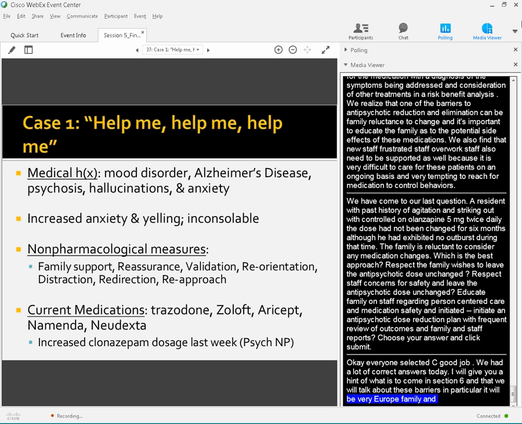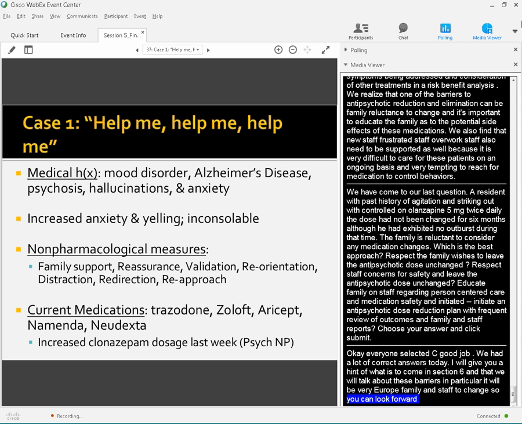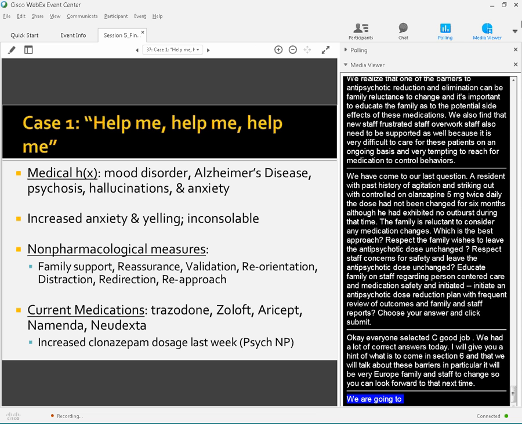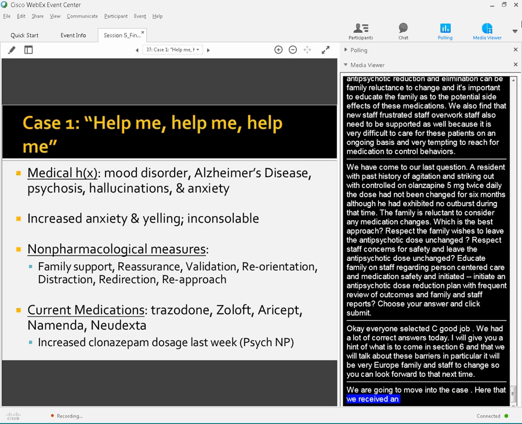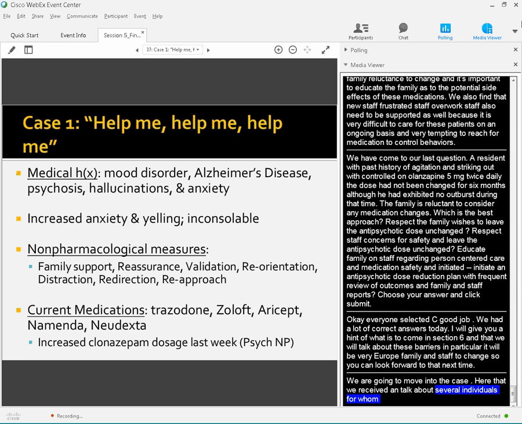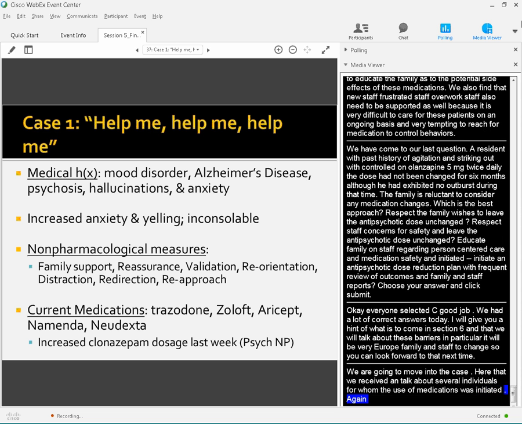All right. We're going to go into the case series here that we've received and talk about several individuals for whom the use of medications was initiated. And again, these are examples, and you may have patients very similar to this. We'd love to hear from you. Let me start out with this one. Help me, help me, help me.